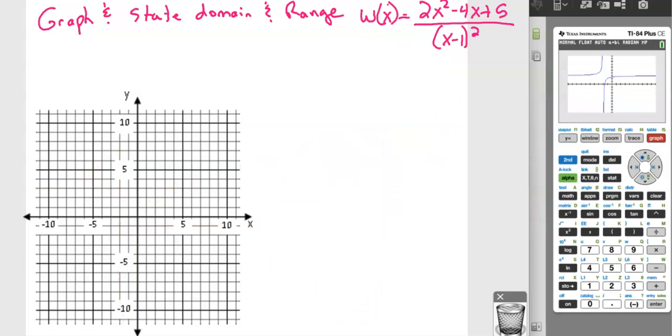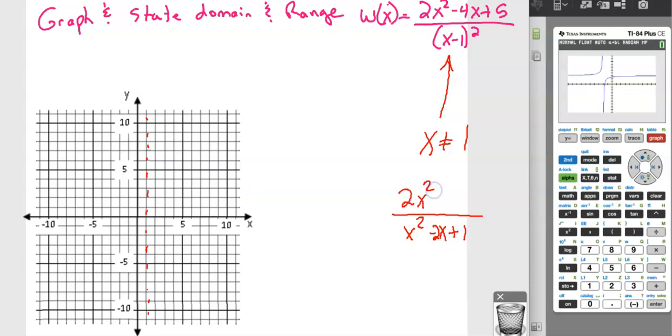Consider this one. This is very similar. Notice, first thing you should notice, x cannot equal 1. That tells me that there's a vertical asymptote at 1. Also, if you notice the denominator, if you multiply that out, and then you have the top, notice the exponents are the same again. So that means you're going to take a divided by b. So I know there's a horizontal asymptote at 2.